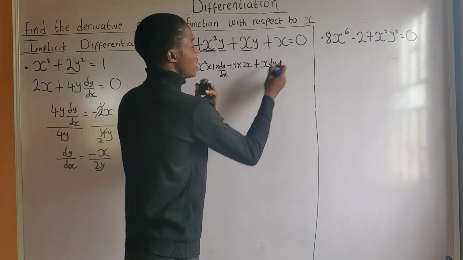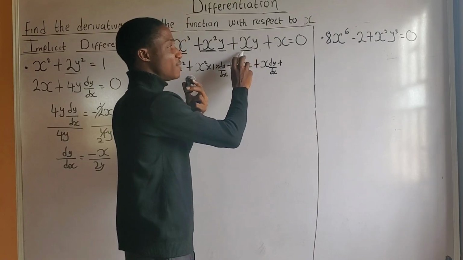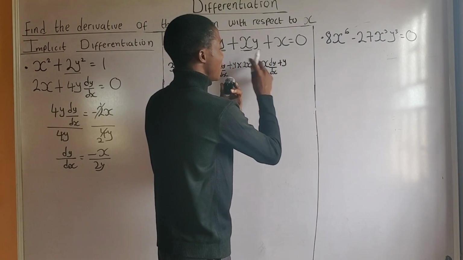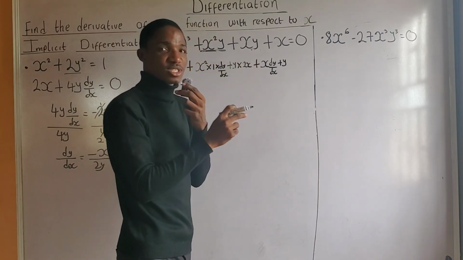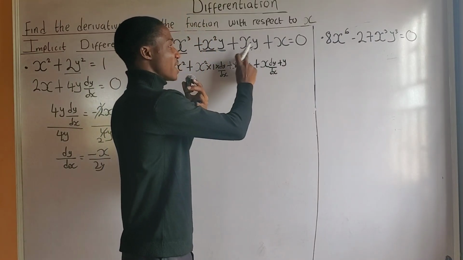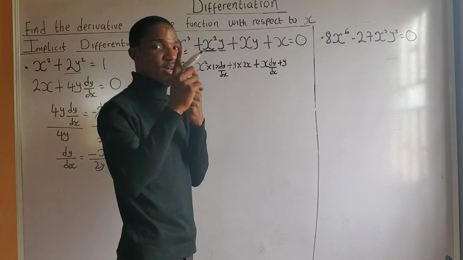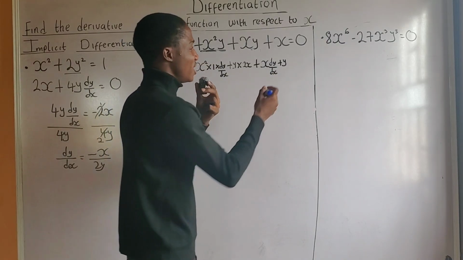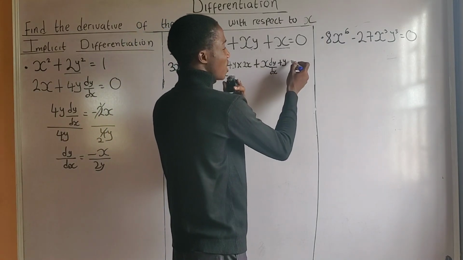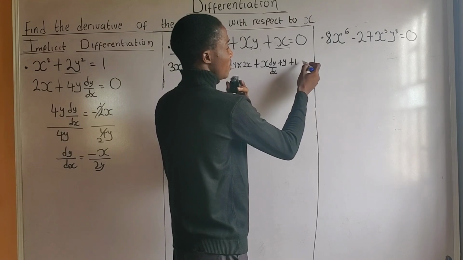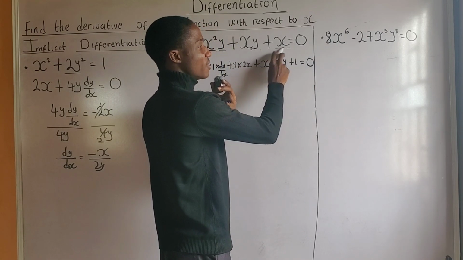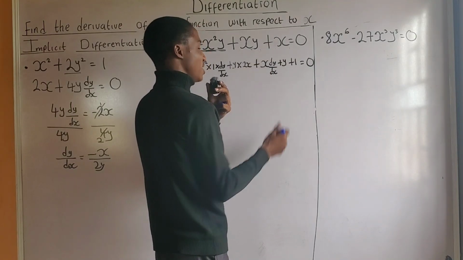Okay, plus, now you're going to keep y constant and differentiate x. So I'm going to have y multiplied by the derivative of x. If you differentiate x, you're going to have 1. 1 times y is what? y. Do you understand? Okay, now differentiate this. You're going to have plus 1. This will be equals to what? 0. This plus 1 is gotten from the derivative of x. Are you getting it? Okay.